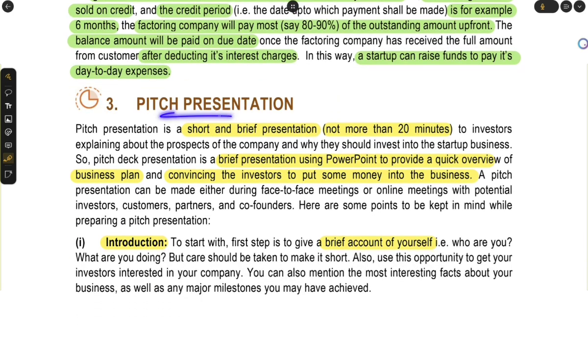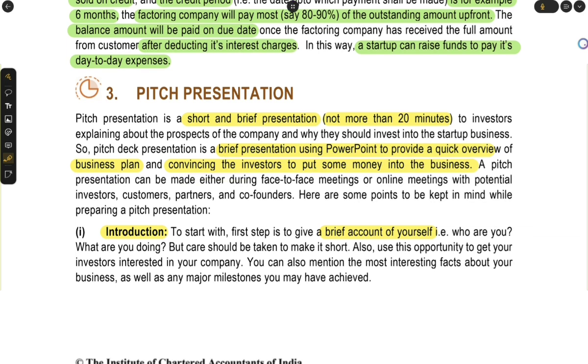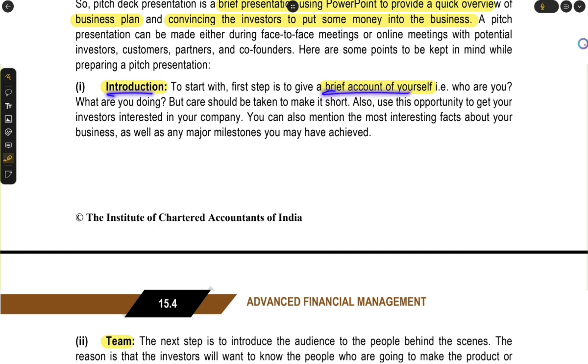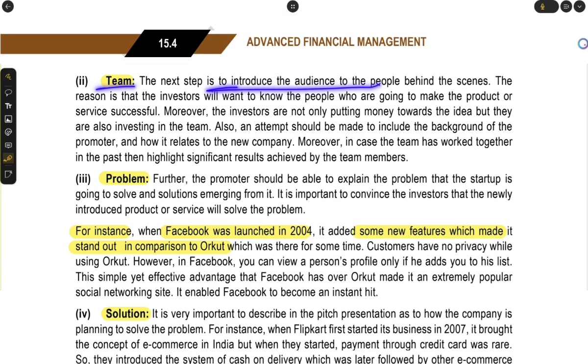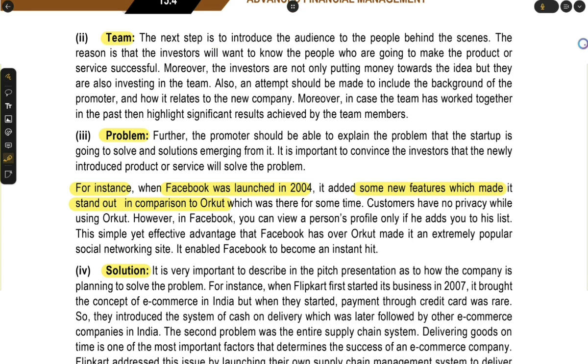The next is pitch presentation. A pitch presentation is a short and brief presentation, not more than 20 minutes. It provides a brief presentation using PPT to give a quick overview of the business plan, convincing the investors to put some money into the business. There are a few steps. Introduction is very easy, a brief account of yourself. Then team: introduce the audience to the team, who is behind the scenes, who is in product development and stage development. Then marketing development, who are all the persons behind the business idea.